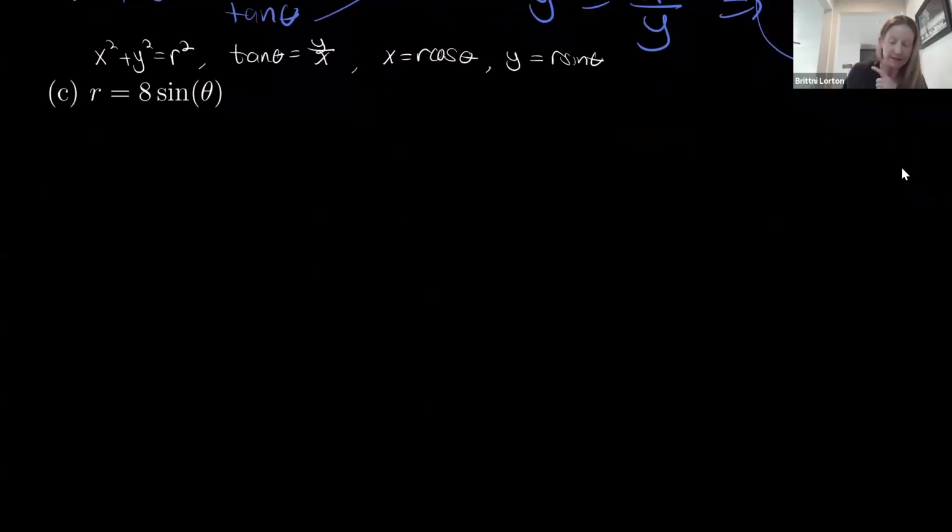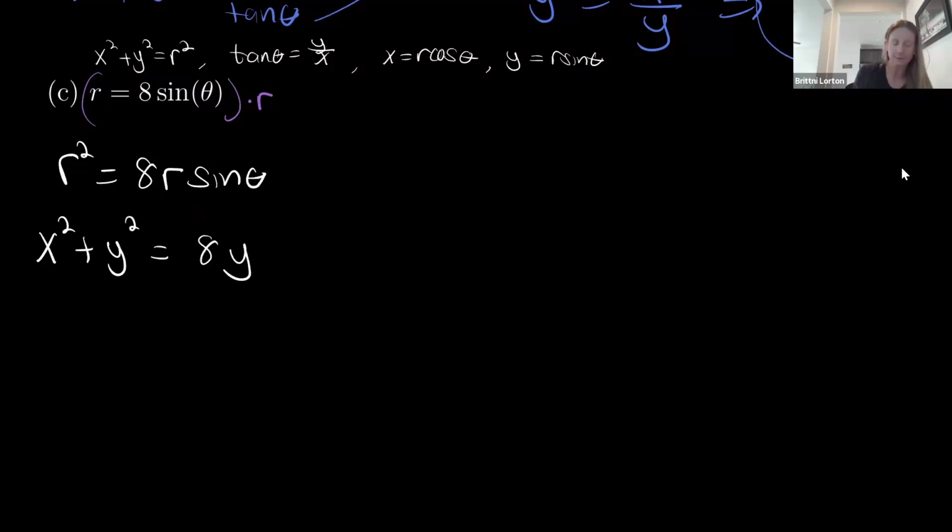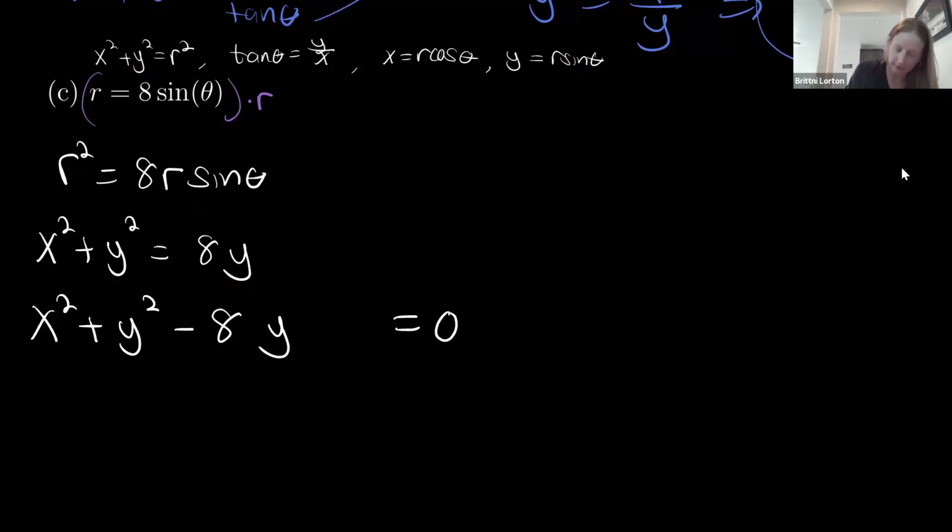So in this case, I'm going to do the same thing that I did earlier. I'm going to multiply both sides by r, and that will give me r squared equals 8r sine of theta, because now I have an r sine that I can use, and I have an r squared that I can use. So now I have x squared plus y squared equals 8y. So x squared plus y squared minus 8y equals 0.